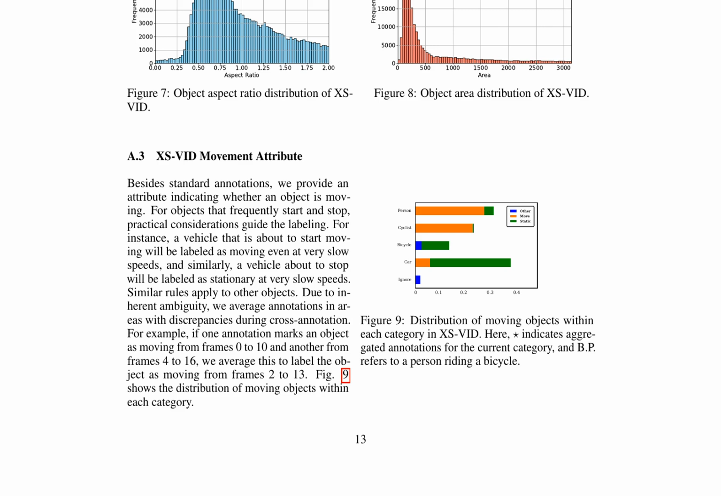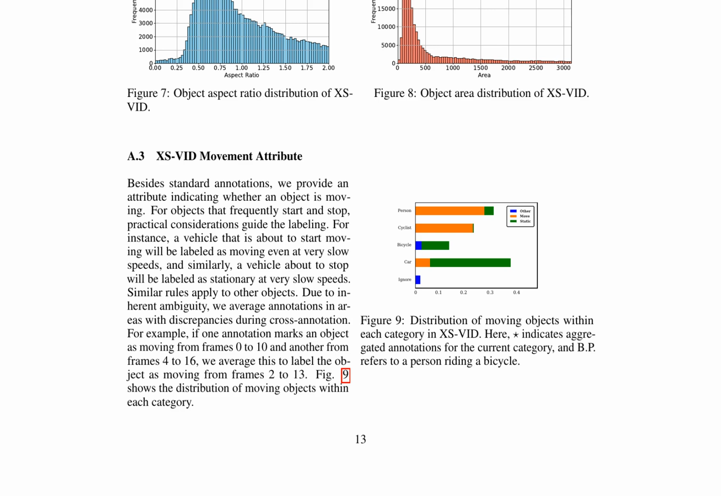The practical considerations guiding the labeling process are designed to address inherent ambiguities. For instance, a vehicle about to start moving will be labeled as moving even at very slow speeds, and similarly, a vehicle about to stop will be labeled as stationary at very slow speeds. This approach is applied to other objects as well, with averaging used to resolve discrepancies in areas with conflicting annotations.